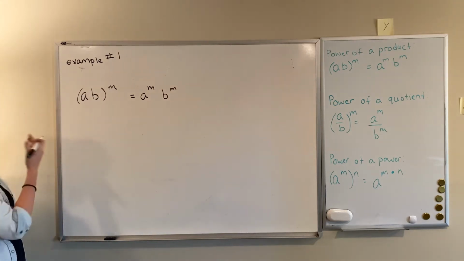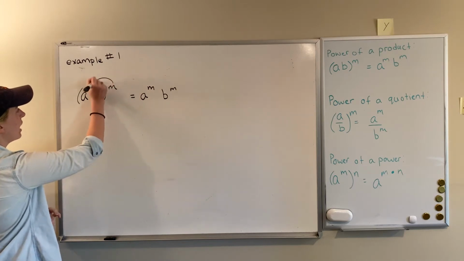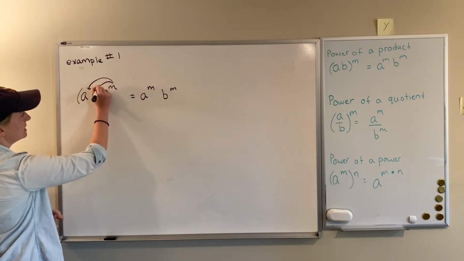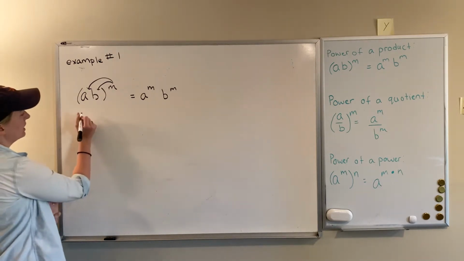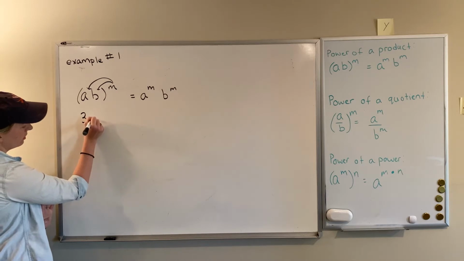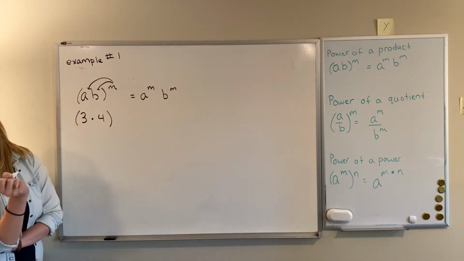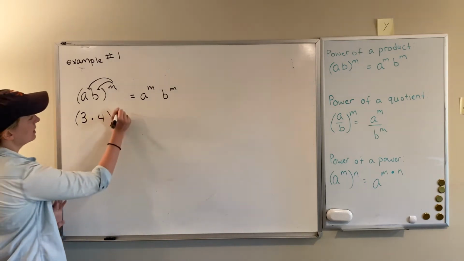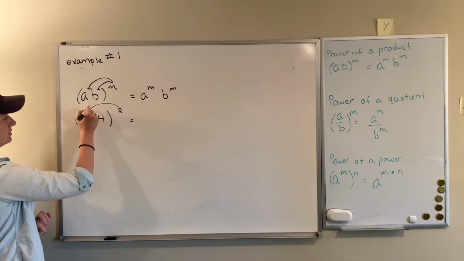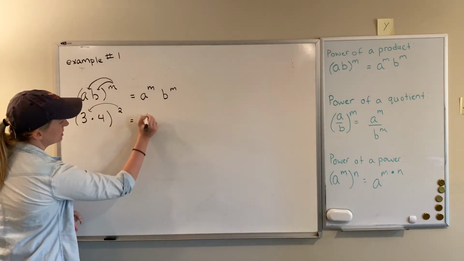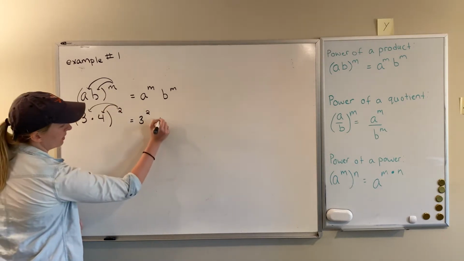So, when you have multiplication on the inside of parentheses, and then an exponent on the outside, your exponent has to get distributed to each part of the terms on the inside. And then they give you an example. They say 3 times 4 is being raised to the power of 2. And so, what you do, take your 2, distribute it to your 3. So 3 squared times 4 squared.